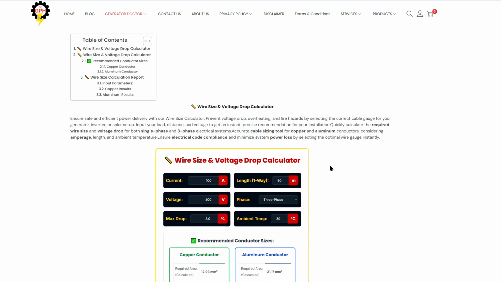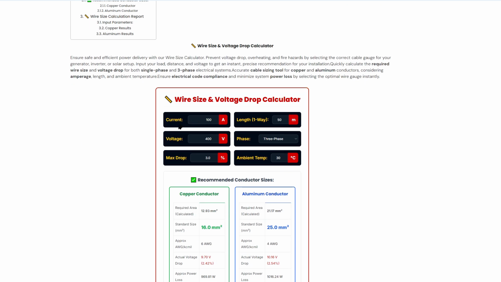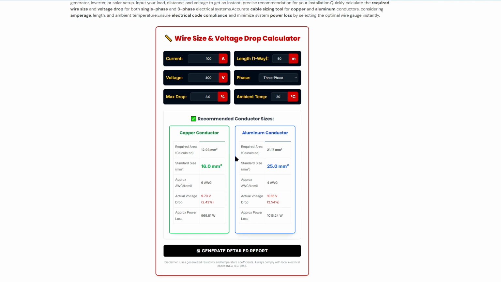You only need 6 inputs: the current load in amperes, the one-way cable length, your system voltage and phase, your maximum allowable voltage drop percentage, and the ambient temperature, which is critical because heat increases resistance. The tool instantly calculates the minimum required cross-sectional area for both copper and aluminum conductors, factoring in the temperature-corrected resistivity.